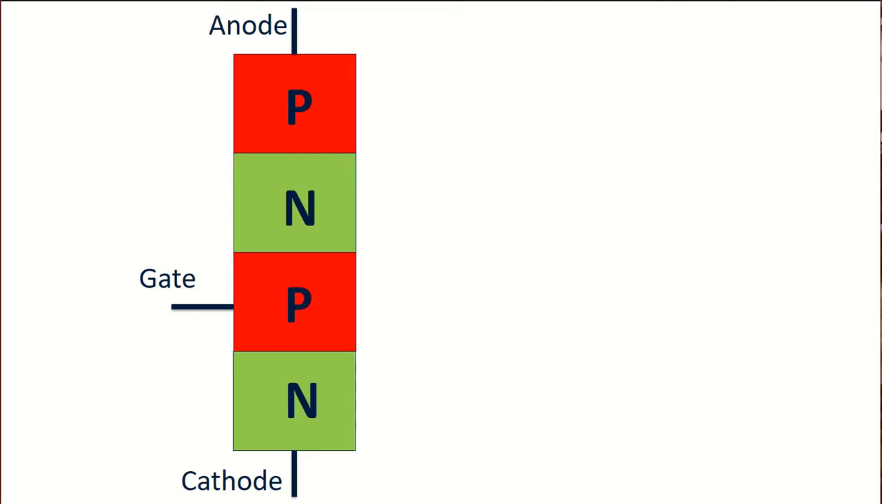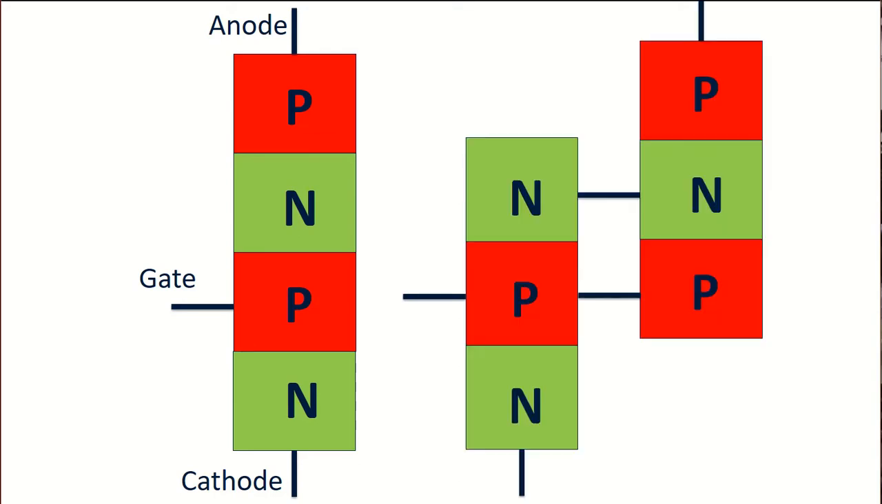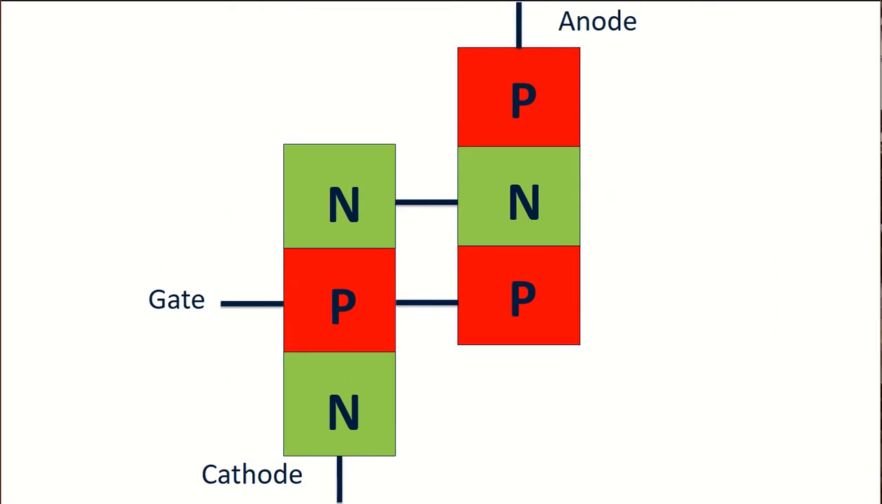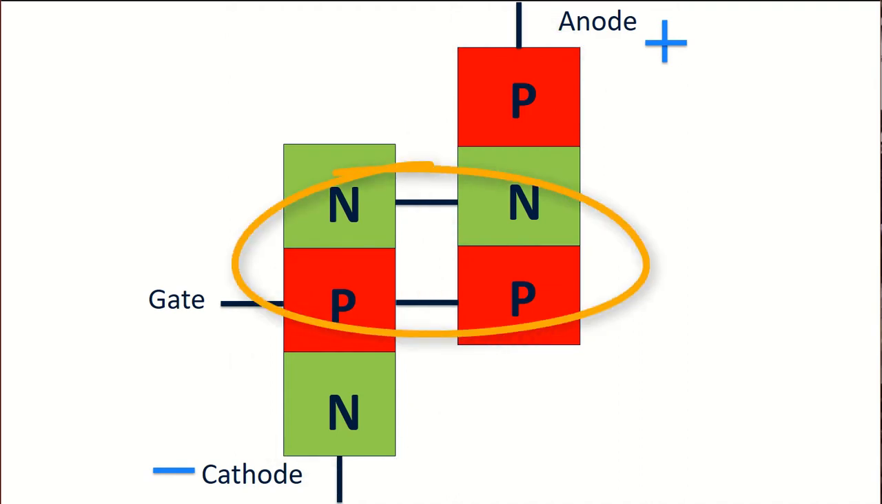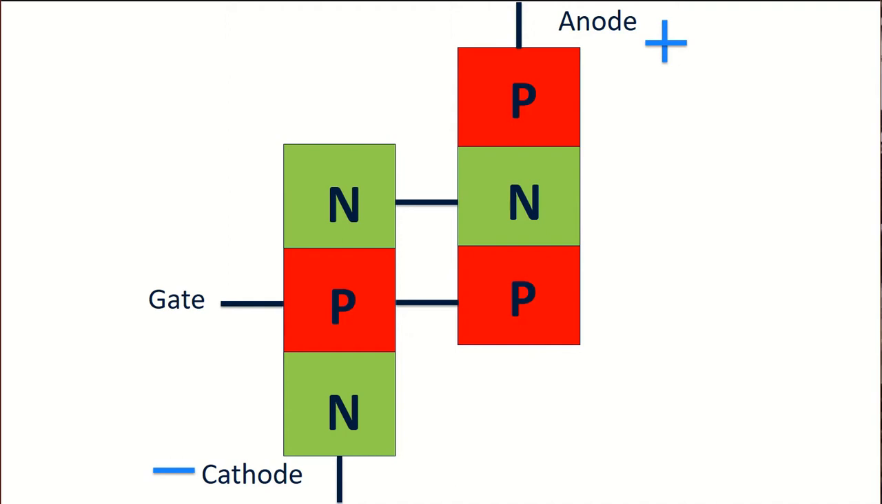Now, in order to understand how these work, I find it sometimes easier to picture this instead of a four-layer device. Think of it as the equivalent of two BJTs attached together. If I apply a potential difference across the device, so my anode is positive and my cathode negative, the device will not turn on. Although the PN junction at the bottom is forward biased, and the PN junction at the top is also forward biased, the two layers in the middle remain reverse biased and block any current from flowing. So this device in this state is off.